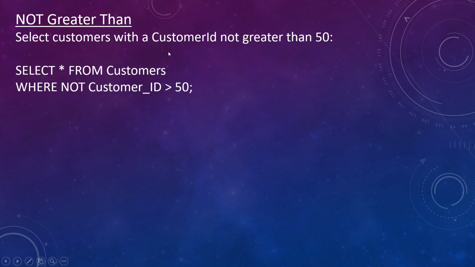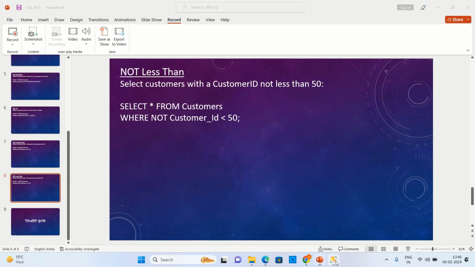Similarly, I can select customers with a customer ID not greater than 50. So this is how I will write the query: select star from customers where not customer ID greater than 50. And similarly, I can have a query for select customers with a customer ID not less than 50. Then I will write the query like this. So let's try to understand this from the Management Studio.